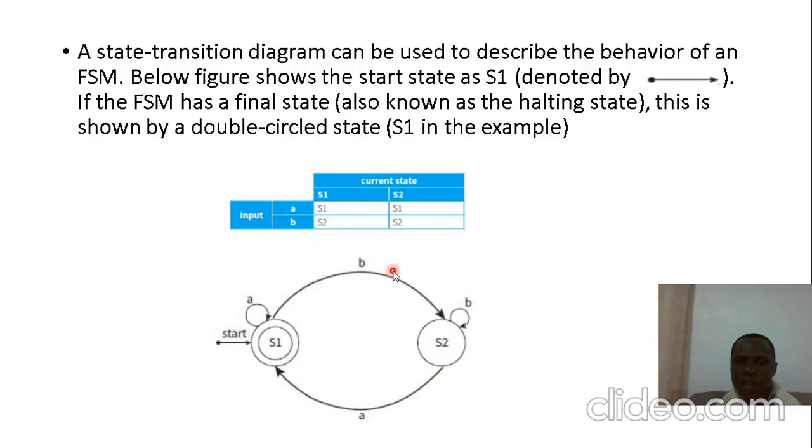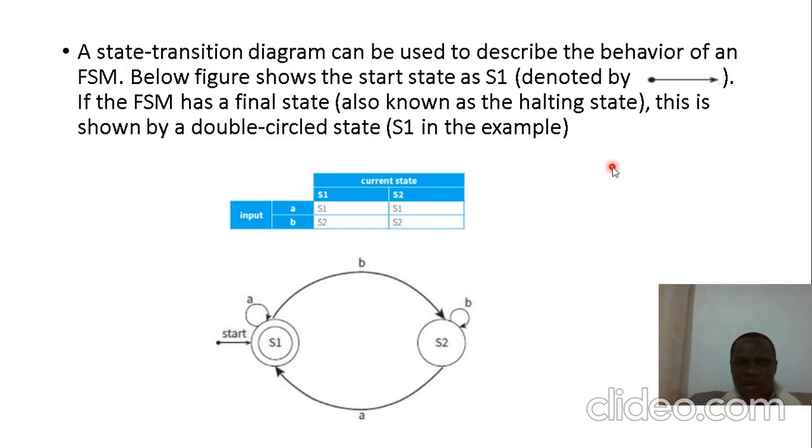So state one with input A stays around state one. S2 with the input A changes to state one. But for B, input S1 gives S2, and also input S2 gives back the state S2. All right.